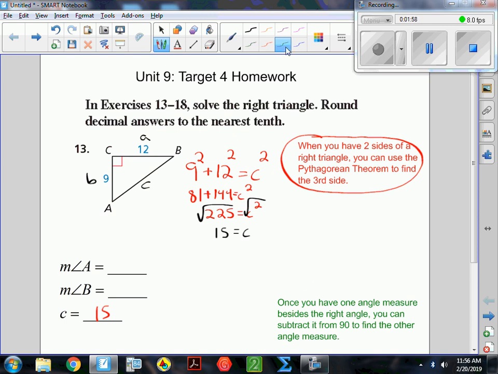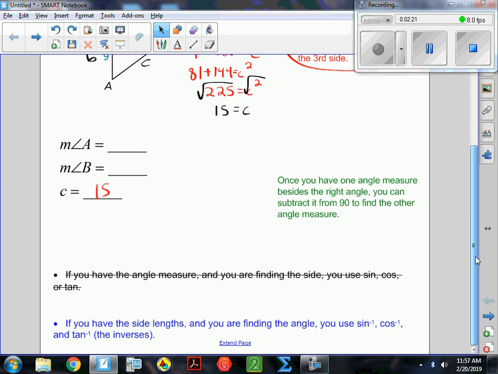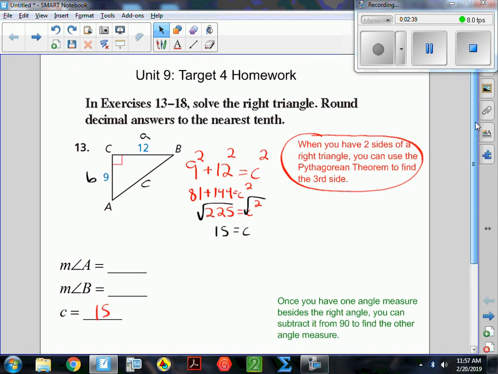Then I'm going to draw your attention to this bottom statement. Once you have one angle measure, besides the right angle, you can subtract it from 90 to find the other. So I actually don't have one angle measure yet, so let's take that back a notch. We'll look at that in a moment. In order to find an angle, once I have the sides, I'm going to use the inverse trig functions. So I do have this note down here at the bottom from the summary from class. It's highlighted in blue. If you have the side lengths, which I do, I have all three side lengths, and you're finding an angle, which I am, finding angle A and finding angle B, you can use the inverse sine, inverse cosine, and inverse tangent ratios.